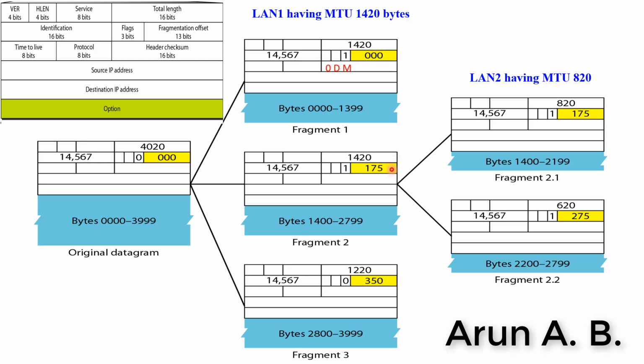As we have already incremented the offset by 175, the new offset is added to the previous offset. Here it was 0. Once 175 is added, again 175 will be added, creating a total value of 350. That is, 175 plus 175 will give us 350. Now this was the case when it is passing through LAN 1.